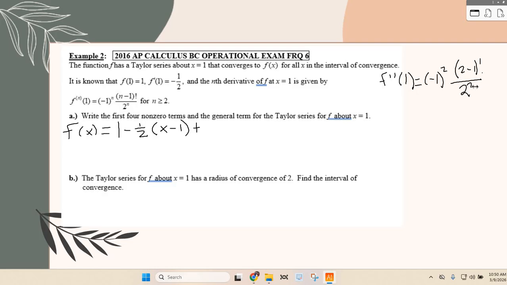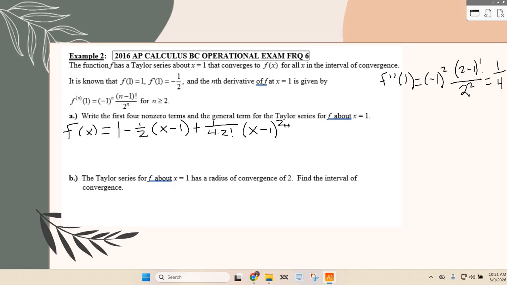Alright, so negative 1 squared is just going to be positive 1. 2 minus 1 is also 1. 1 factorial is also 1. So I just end up with a 1/4. What's also going to be in the bottom of that? 2 factorial, which is 2. Times what? How many more terms do I need?